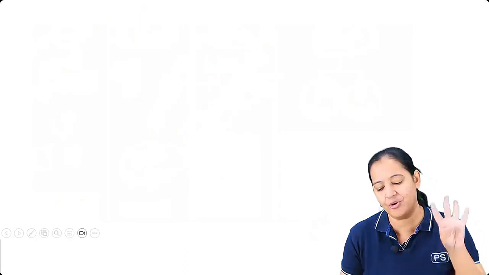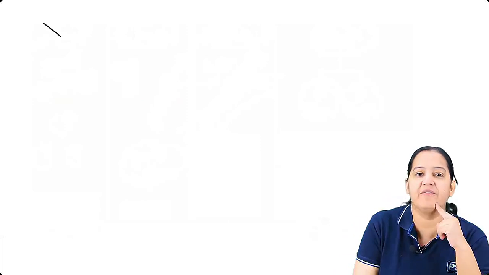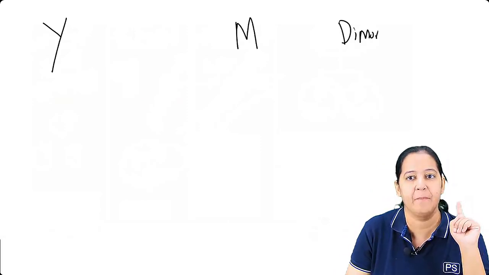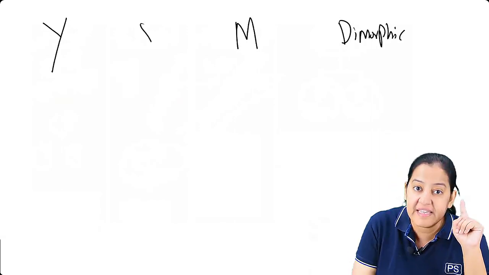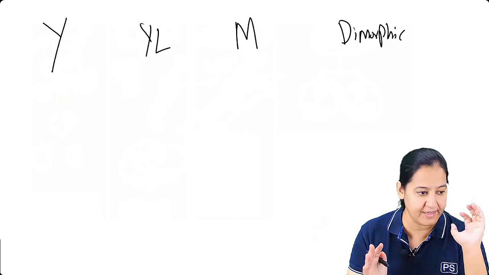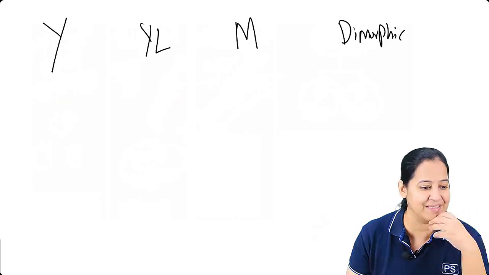I'm drawing the four types of fungus in front of you. You will tell me what is yeast, what is mold, what is dimorphic, and what is yeast-like. So these are the four types of fungus. Can you tell me the features? You people are there, but you are not talking with me. That's why I'm asking. Yes, tell.